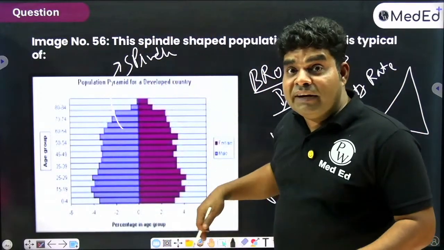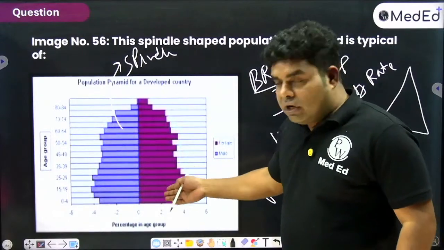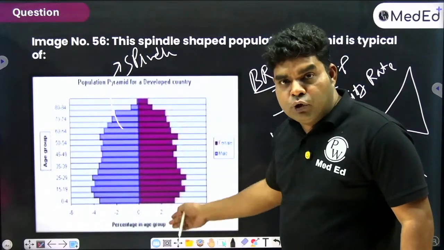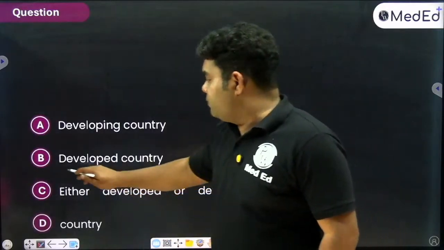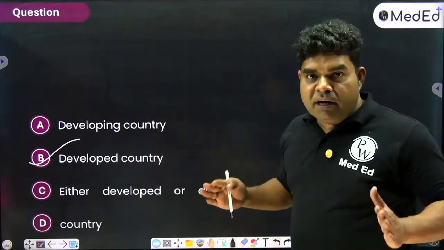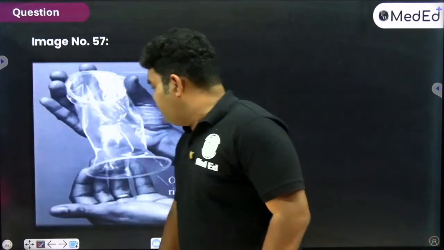So that is spindle shape for developed country where children are less and it is equal to middle age nowadays. So this type of spindle shaped population pyramid is for developed country. Developing country is straight, upright pyramidal.